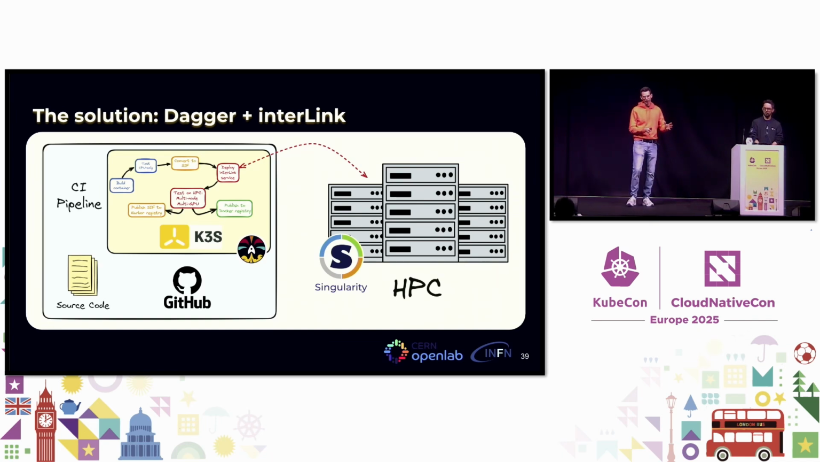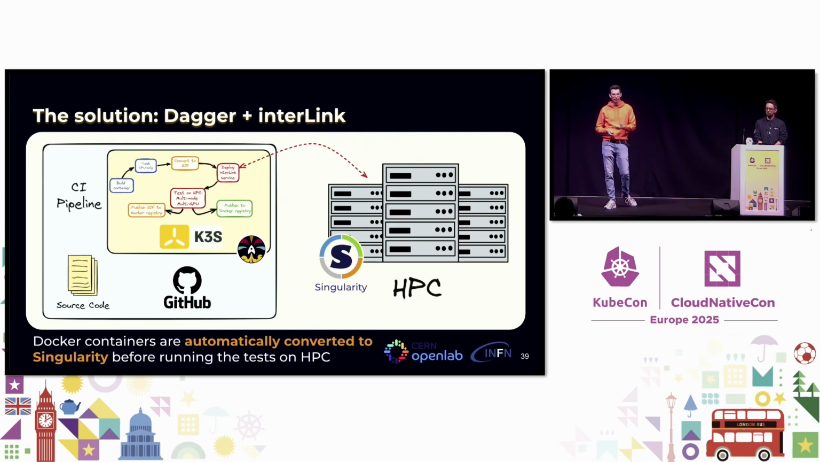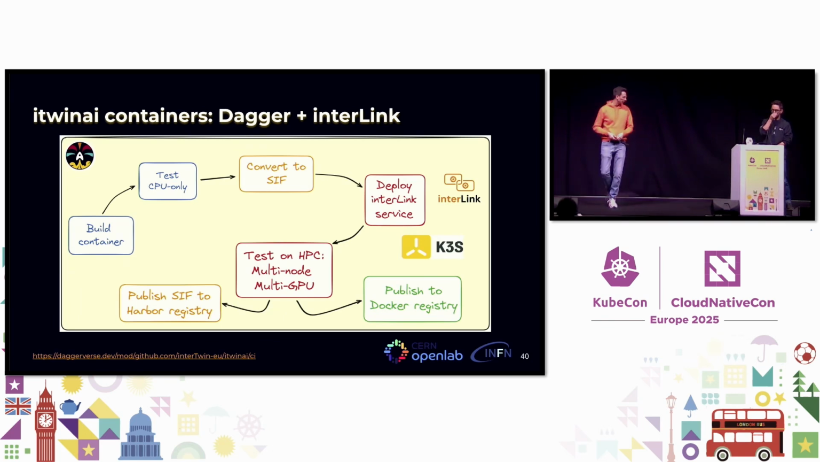On the left, we have the cloud side: GitHub, code, CI pipeline, Dagger pipeline, basically. And on the right, we have the remote HPC supercomputer. They use different technologies. On GitHub, we can build Docker containers, but when we want to run on HPC, we actually need Singularity containers. So part of the CI pipeline also consists in converting the Docker containers into Singularity containers before they're tested on HPC. But let's see more details of what the pipeline looks like.